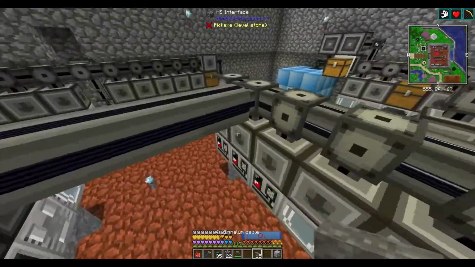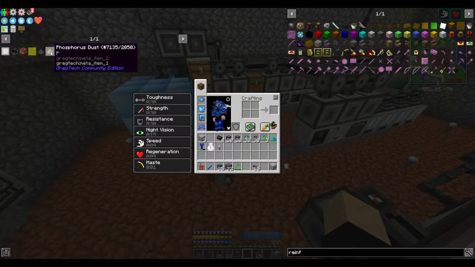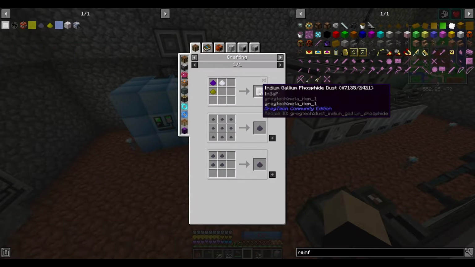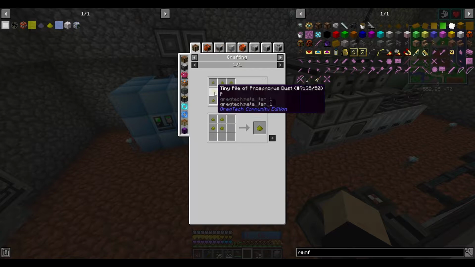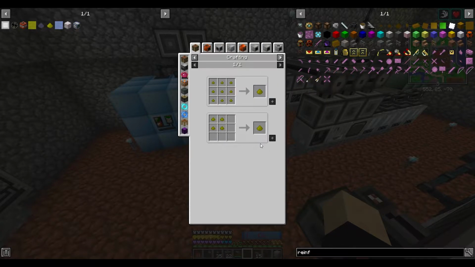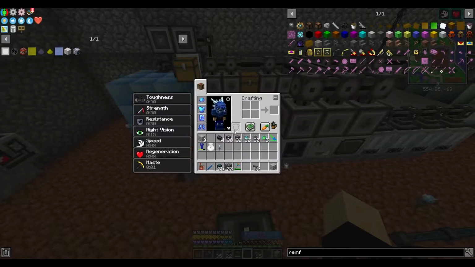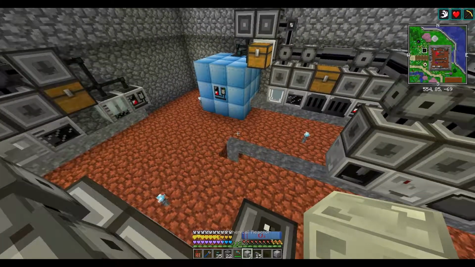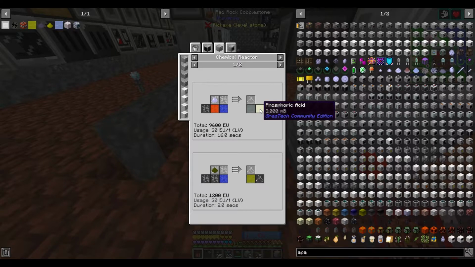Oh well. Alright, for our next process, this is done, that's done. Our phosphorus, because we need indium gallium in order to make our high power IC wafers. And indium gallium, of course, requires its phosphorus, which is a rabbit hole in itself. This is actually one of those rabbit holes that is very simple to automate. We're going to start with just a little bit of apatite, sulfuric acid, and water, and that's going to give us phosphoric acid.